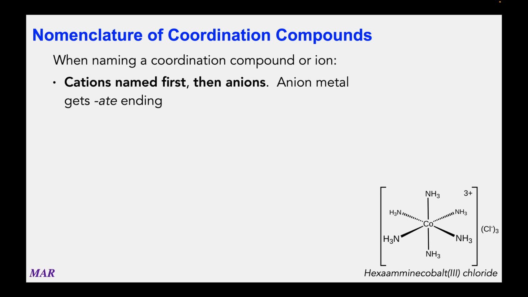When you're naming a coordination compound, you still go cation first and anion second. So since Chem 221, it's always been sodium chloride, not chloride sodium. Same thing. Sometimes, though, the anions, the negative parts, will get metals. And if they do get a metal, you have to add an -ate ending. I'll talk about this more in a little bit.